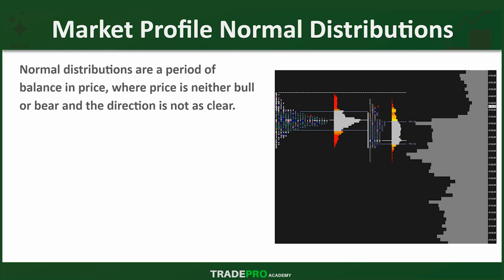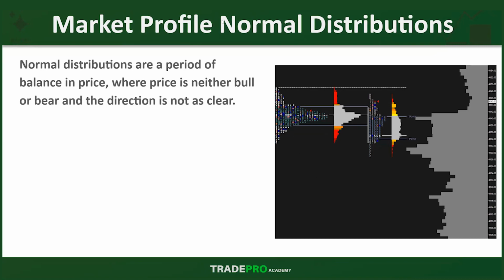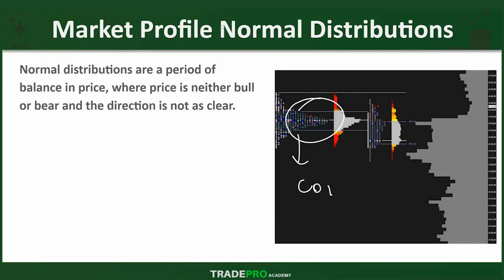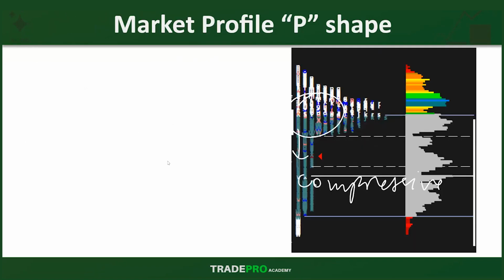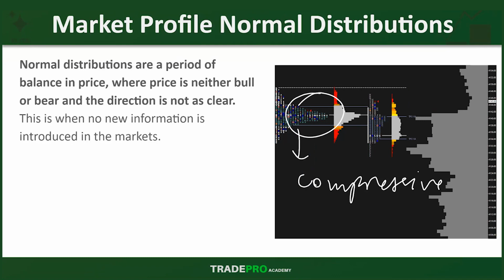And as you recall, these normal distribution areas, they are what we would call a balance. A balance is a compressive period in the market. A compressive period in the market is a period where there is no new information that enters the market. So with no new information coming into the market, what presents is a very general balance between buyers and sellers, right? They're fairly balanced. There's a fairly balanced demand and supply in this market, and they're waiting for some kind of new information.